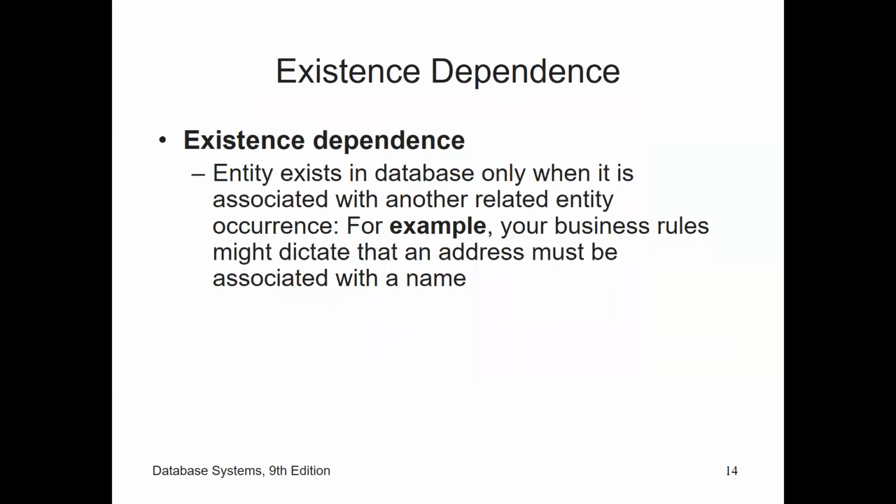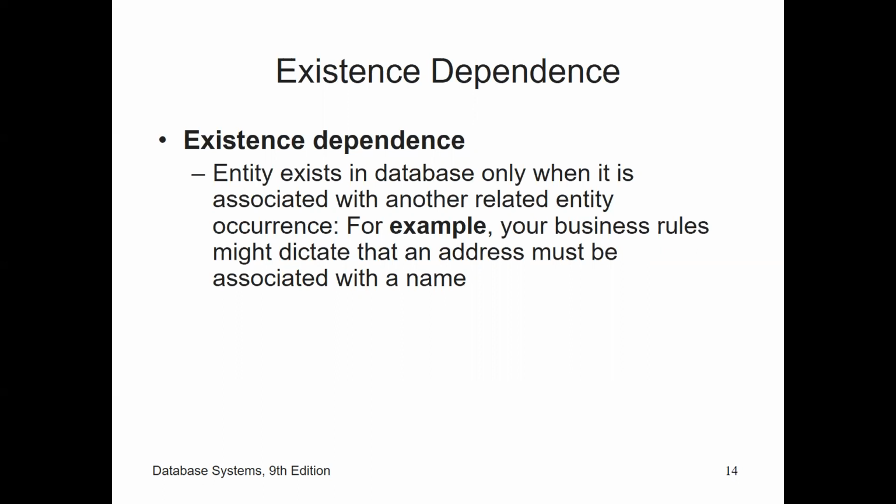Existence dependence. An entity is said to be existence dependent if it can exist in the database only when it is associated with another related entity occurrence. In implementation terms, an entity is existence dependent if it has a mandatory foreign key, that is, a foreign key attribute that cannot be null.